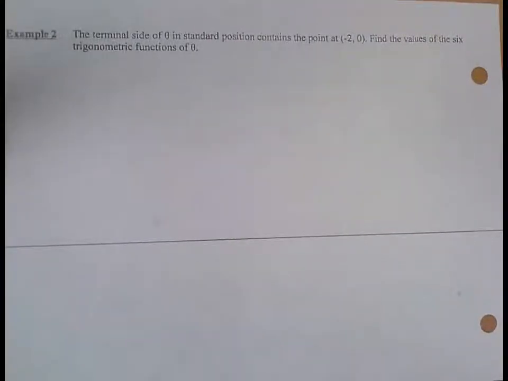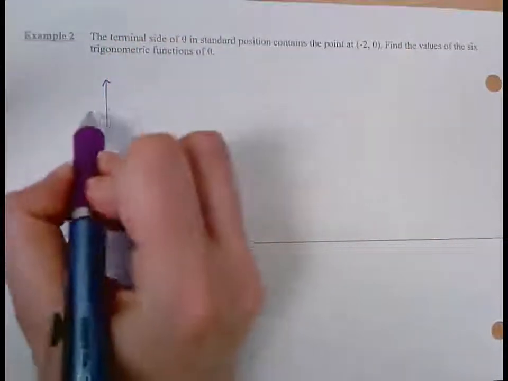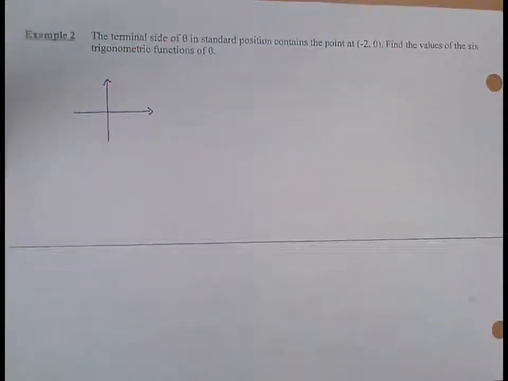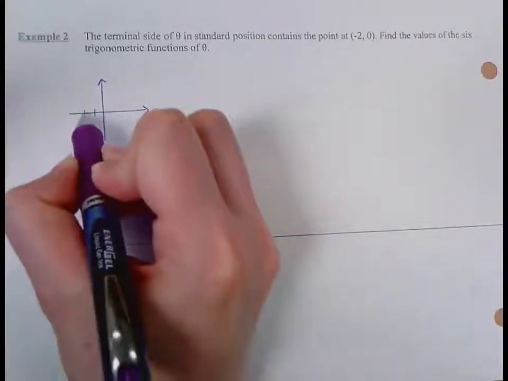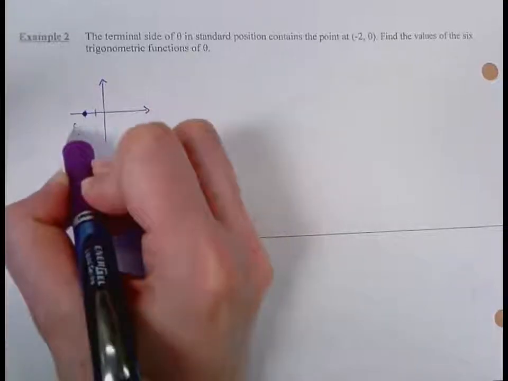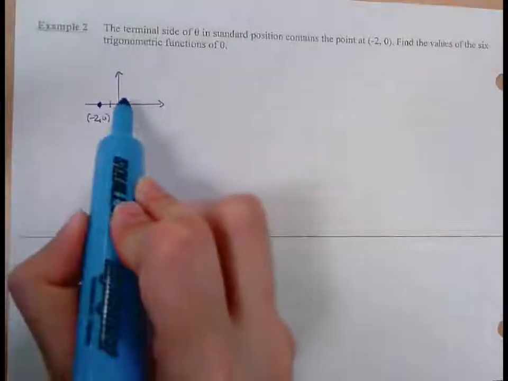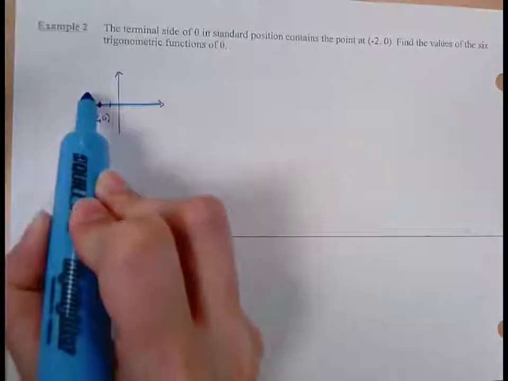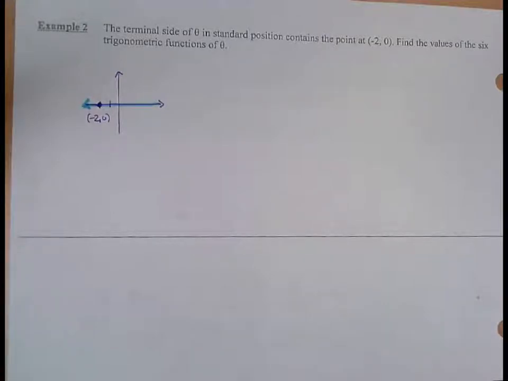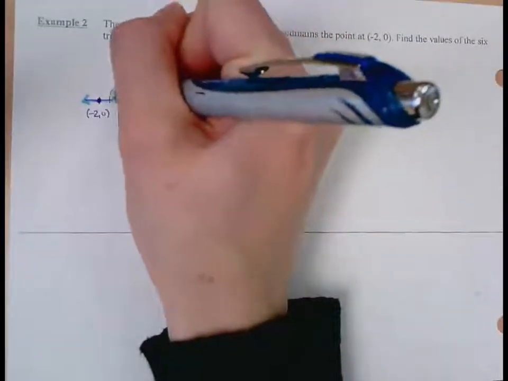So for example 2, it says the terminal side of theta in standard position contains the point (-2, 0). Find the values of the 6 trig functions of theta. I'm going to start it the same way. Draw where that point would be. (-2, 0) would be here. So this would be our angle theta.